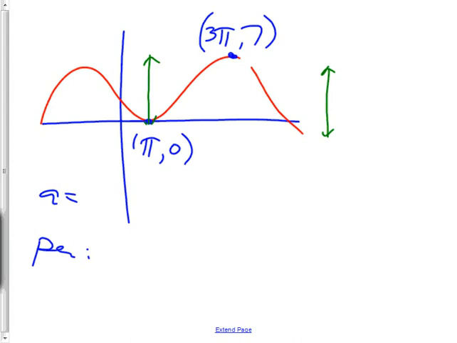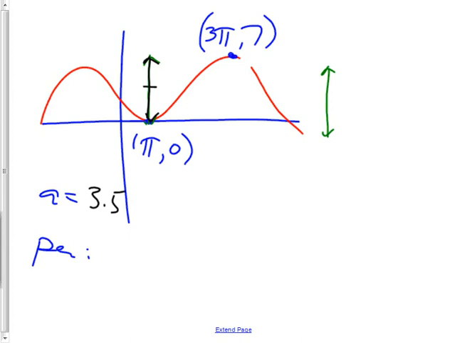All right, so some help. Would you agree that this distance right here is important? How far is it? So what's the amplitude? 7? 3.5. It's half of that distance because it's from there up. Okay, so it's 3.5. And how about the period?